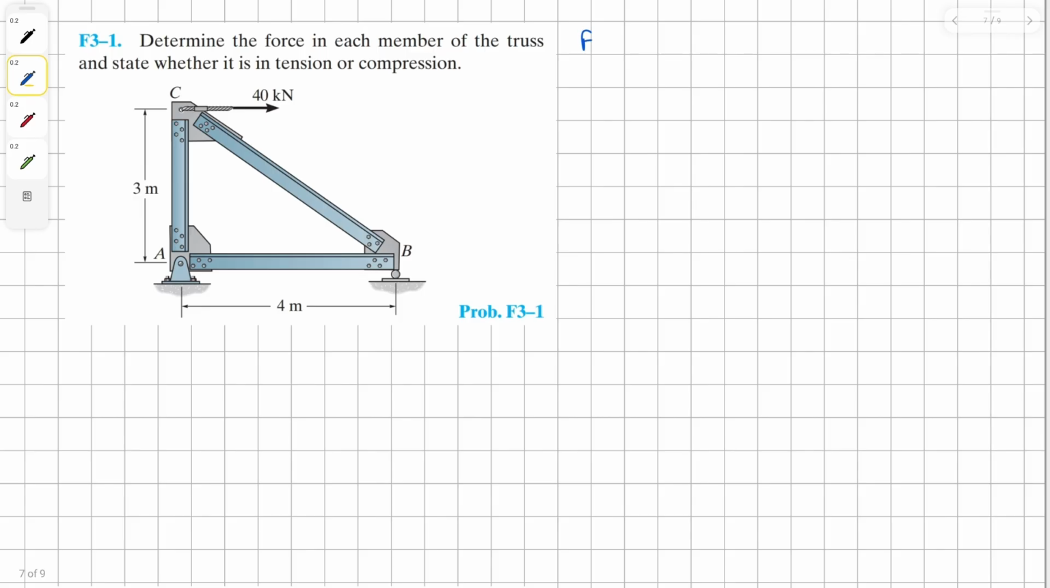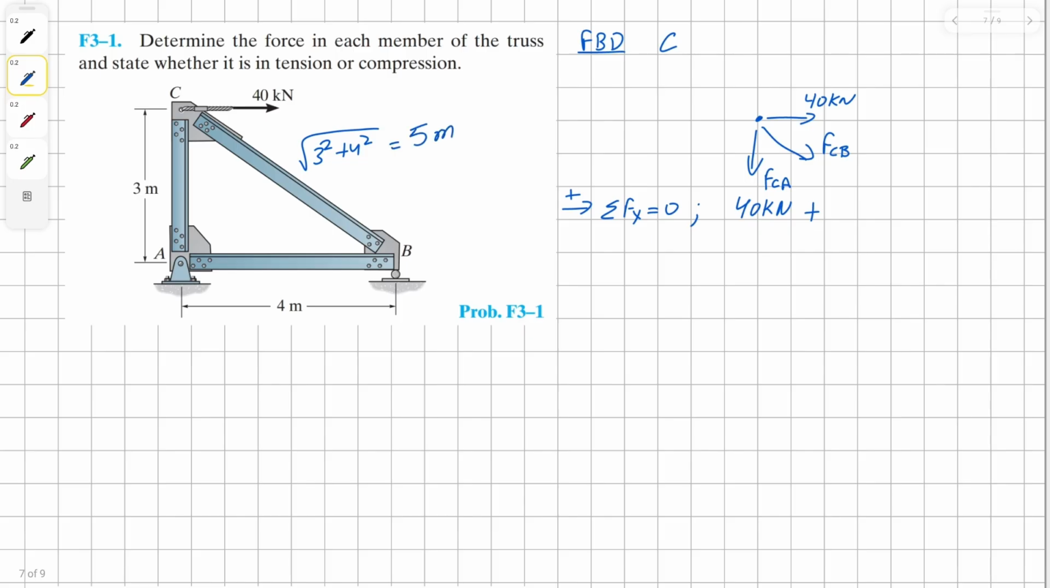Let's start with drawing the free body diagram for joint C. At joint C, we have 3 force vectors. One is external load, 40 kN, and 2 are from members CA and CB. Let's sum the forces in X direction. We have 40 kilonewtons going in the positive direction, and then we have the force CB positive. And to solve for it, we need to find the length of member CB. That would be the square root of 3 squared plus 4 squared. Solving this, we get 5 meters as our solution for the member CB.